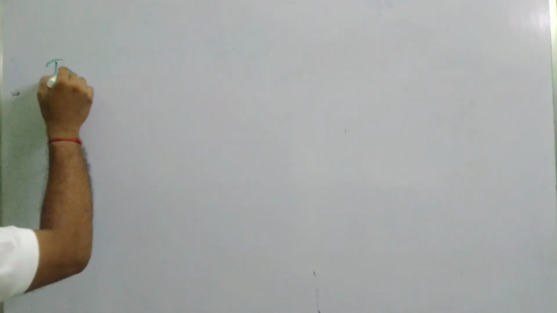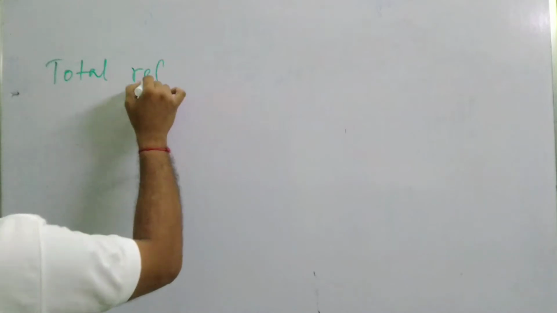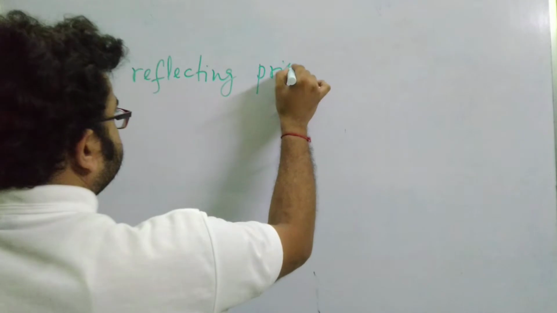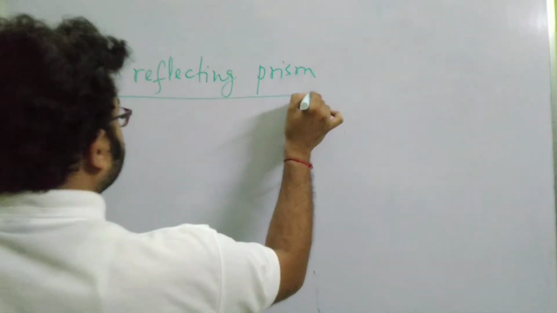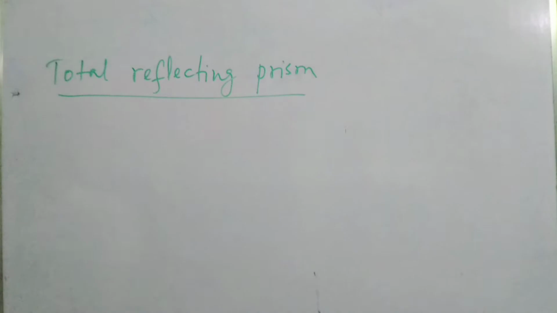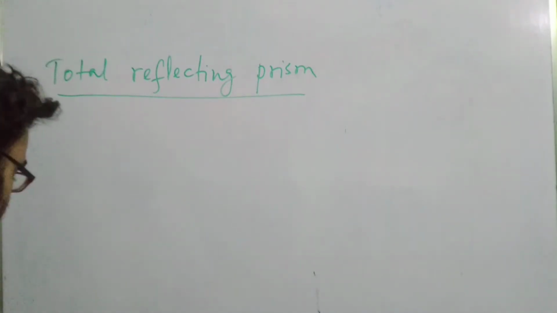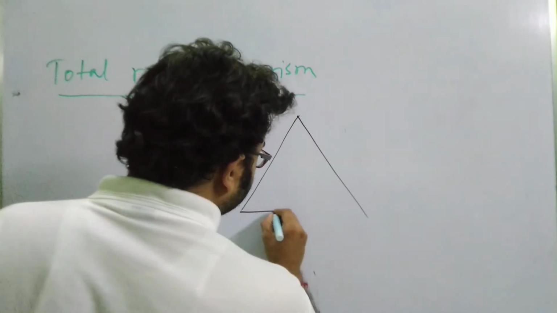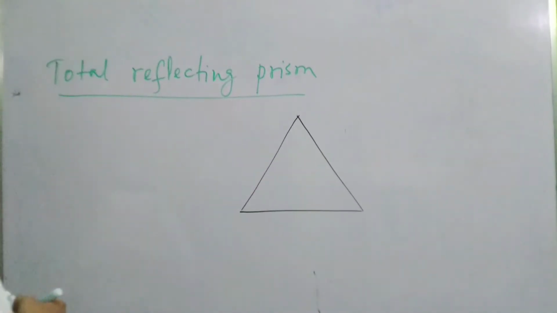What is total reflecting prism? So what is this total reflecting prism? Now, if we consider the cross section of a prism, that is the triangular cross section, what we will be seeing in case of total reflecting prism. Just let me draw the triangular cross section first. So if this is a triangular cross section, for total reflecting prism, one of the angles of this cross section will be 90 degree.